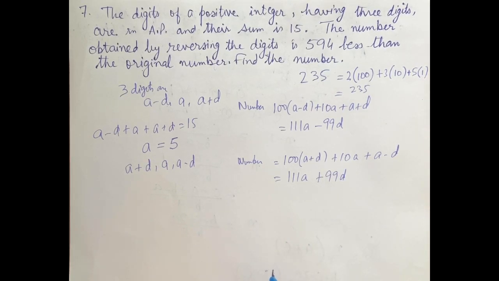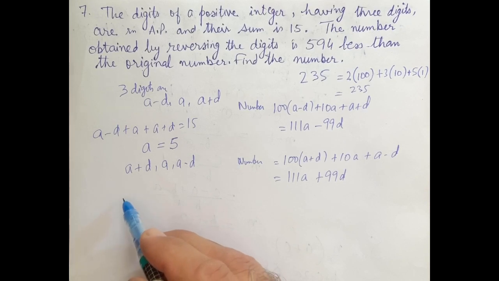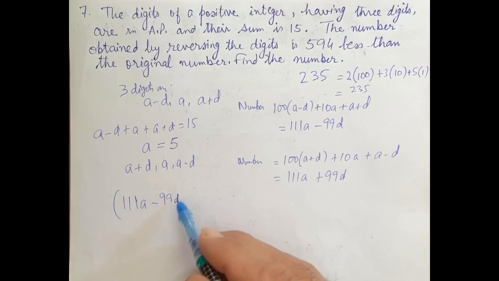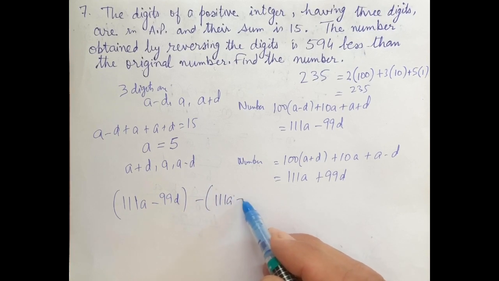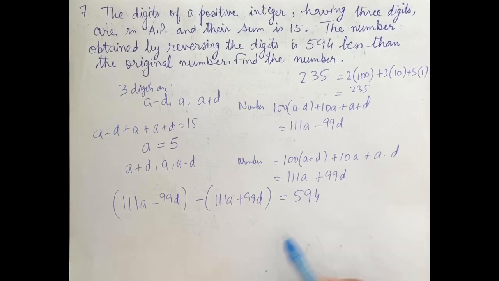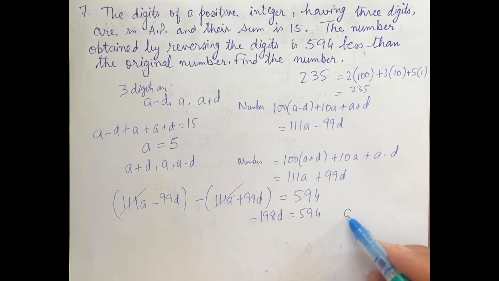So the number obtained by reversing is 594 less than the original number. That means this number minus this number is 594. So 111a minus 99d minus 111a plus 99d is 594. The 111a will cancel out. So this is minus 198d is equal to 594, or d is equal to minus 3.